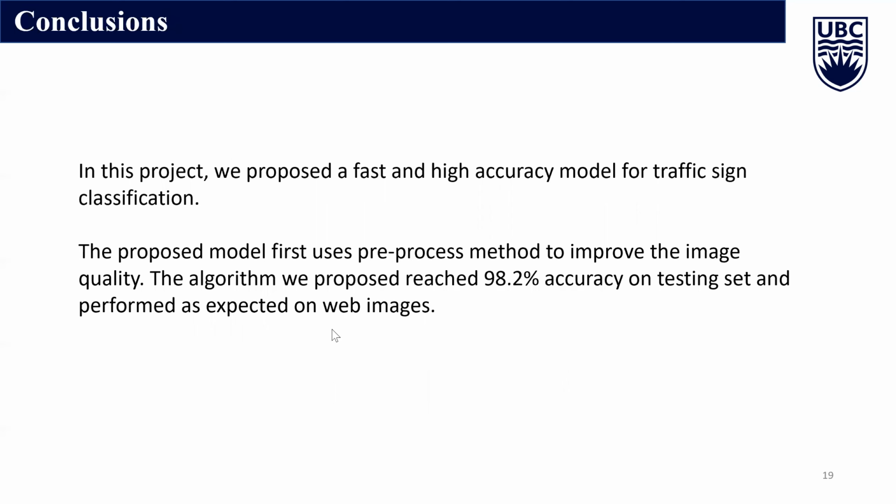The conclusion: in this project, we proposed a model for traffic sign classification. The proposed model first uses pre-processing methods to improve the image quality. Then it uses a spatial transformer to help the model learn invariance to translation, scale, rotation, and so on. We equipped a classic LeNet model with modern techniques. And finally, the algorithm we proposed reached 98.2% accuracy on the testing set and performed as expected on web images.